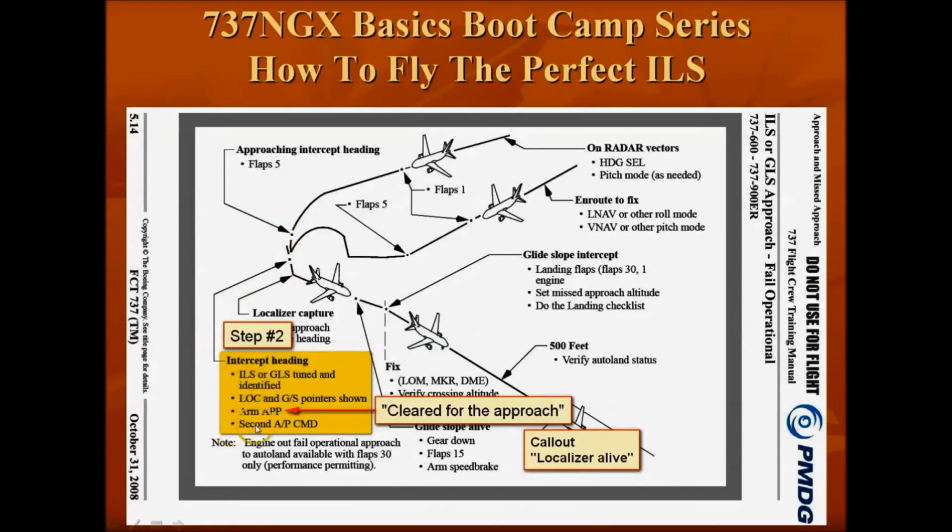And so we've got four bulleted items here. I'm going to actually skip the first one and come back to it. But the second one, we want to look at the PFD, we want to look at the localizer and glide slope pointers to make sure they show up. First thing we do is tune the ILS radios. And once you do that, then the localizer and glide slope pointers should show up in the PFD.